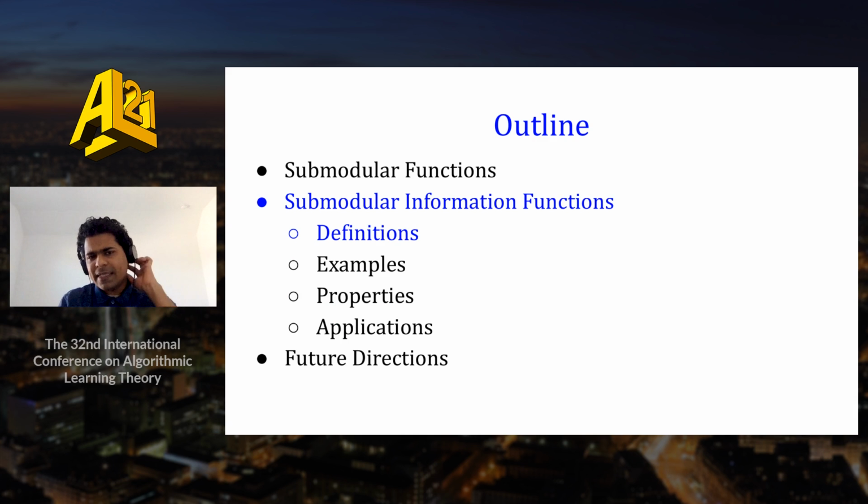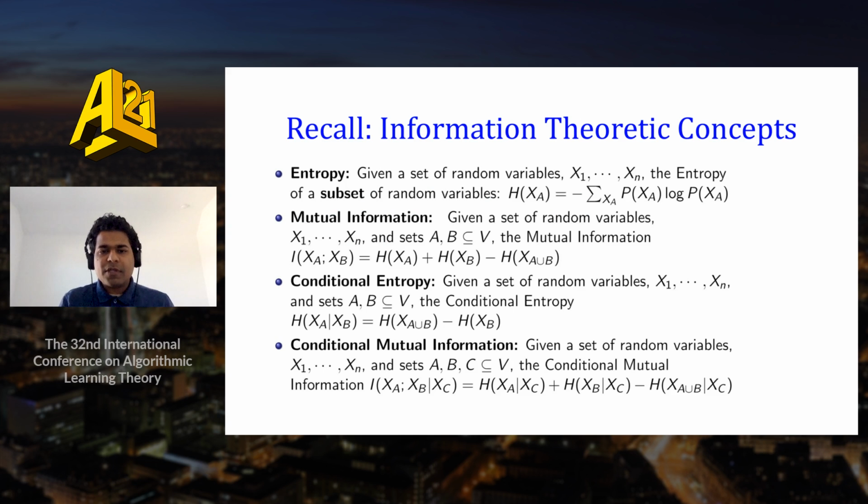All right. With this, we'll now define these submodular information measures. Recall that in information theory, we naturally have these concepts defined already. You have the entropy of a subset of random variables, as the expression here. This measures the information content of this set of random variables. You can define this either for a single random variable or for a subset of random variables.